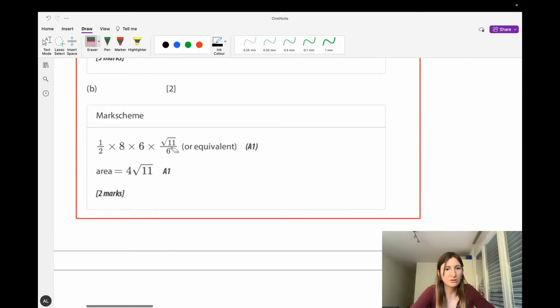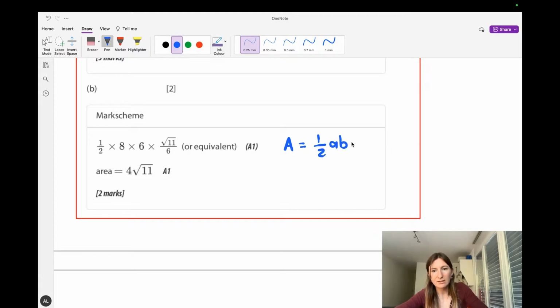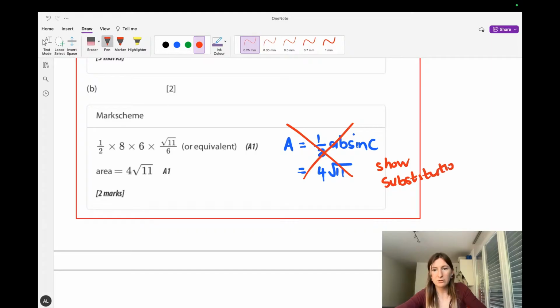So please don't forget to show your substitution. Another thing that I see students doing a lot is just writing the formula, area equals half AB sine C, putting it all in on their calculator, and then just writing 4 root 11, which does not get you marks. You should show the formula, and then you should show your substitution. Do not skip that step. I'm going to put a cross through this. No. So show substitution. Really important. Always show your substitutions.